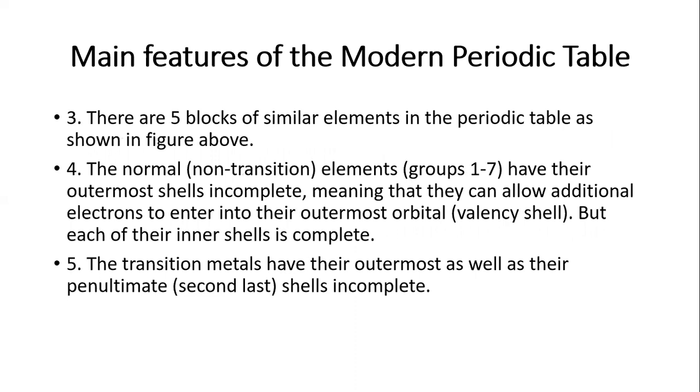The normal or non-transition elements, groups 1 to 7, have their outermost shells incomplete, meaning that they can allow additional electrons to enter into their outermost orbital or valence shell, while each of their inner shells are complete. The fifth feature is that the transition metals have the outermost as well as their penultimate, the second last, shells incomplete.